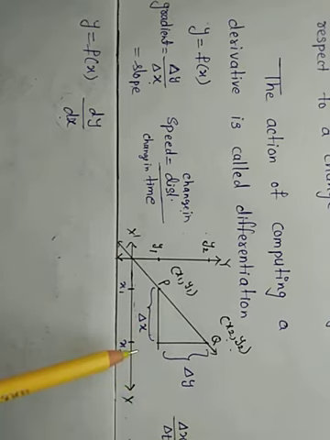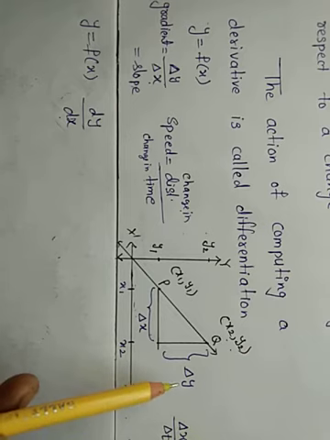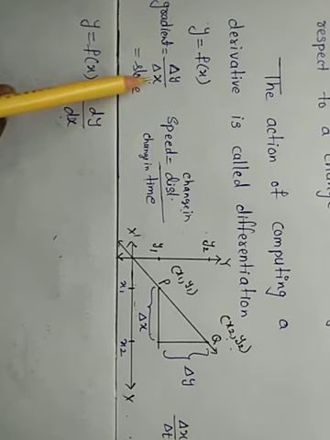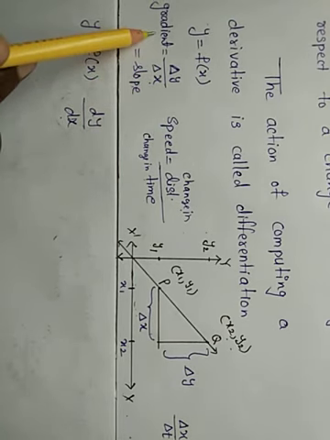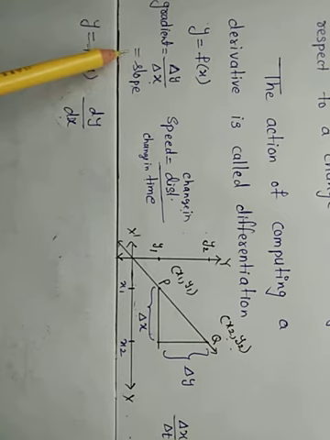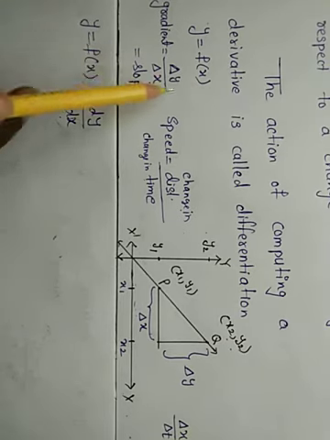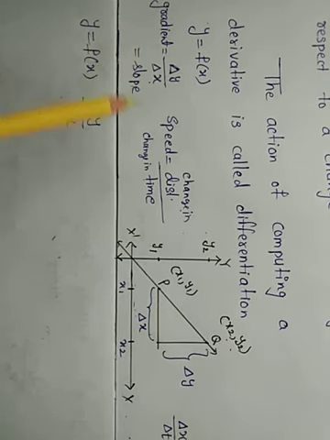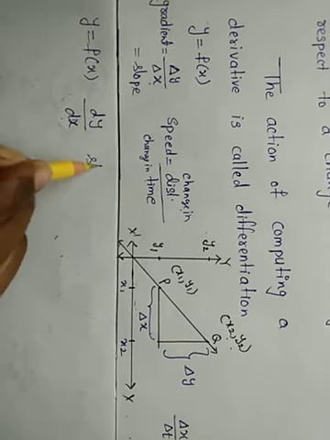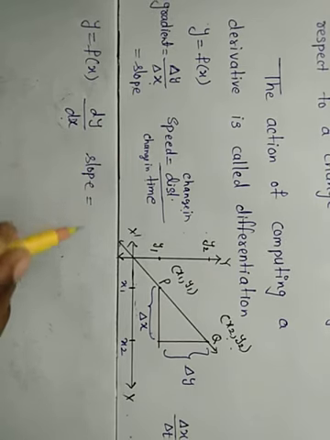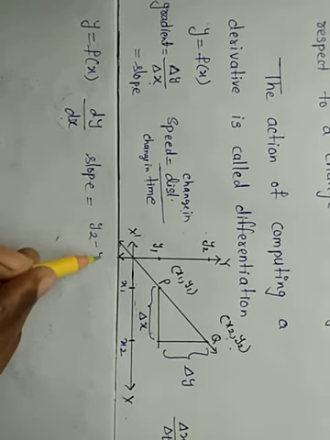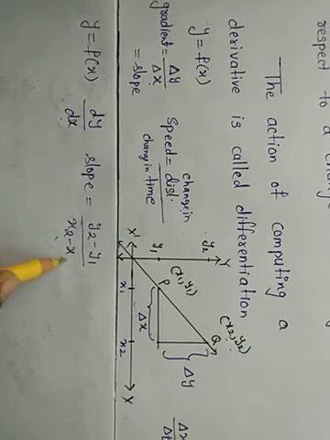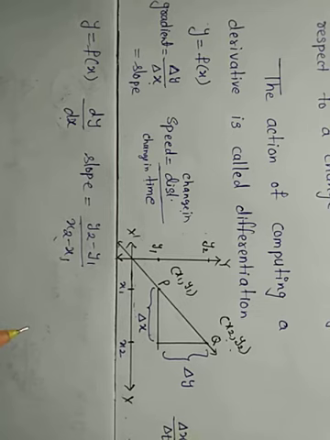Now, if I take the ratio of delta y and delta x, delta y by delta x, this is called gradient. You also know that delta y by delta x is also slope. Gradient you can also write as slope. What is the formula for slope? In 11th we have covered it, right, children? Slope equals y2 minus y1 divided by x2 minus x1.